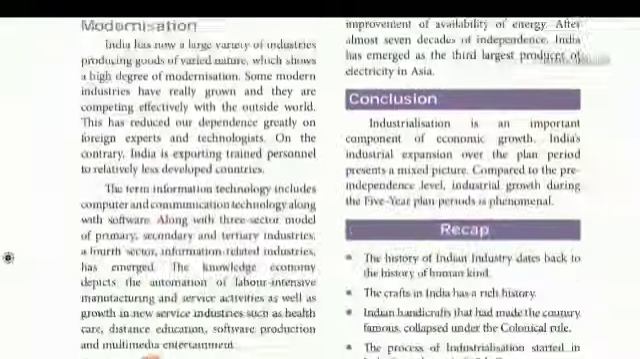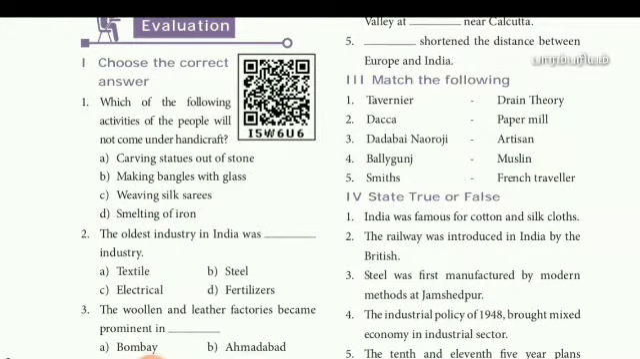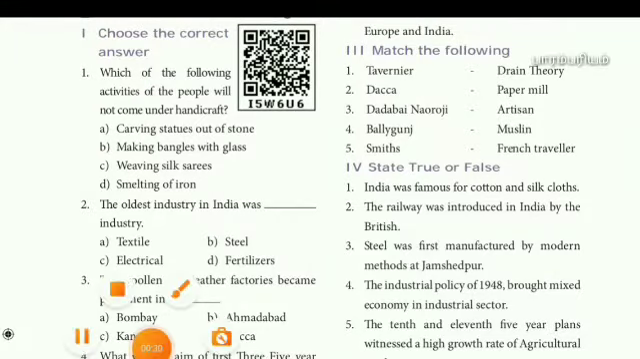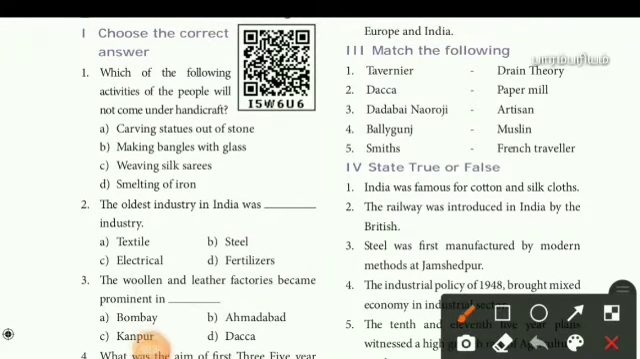There is an evaluation to choose the correct answers. Choose the correct answer. Now, first one is, which of the following activities of the people will not come under handicraft? The answer is melting of iron. Second one, the oldest industry in India was dash industry. The answer is option A, textile. Then the third one, the woolen and leather factories became prominent in dash. The answer is Kanpur. Option C, Kanpur.